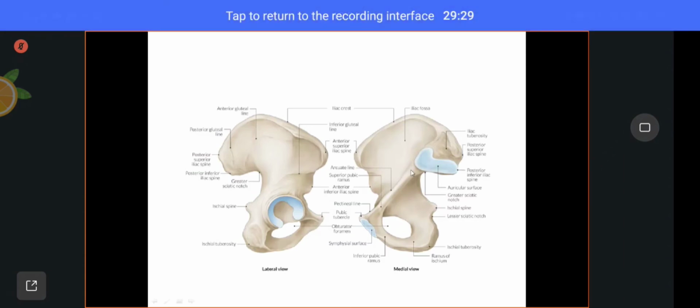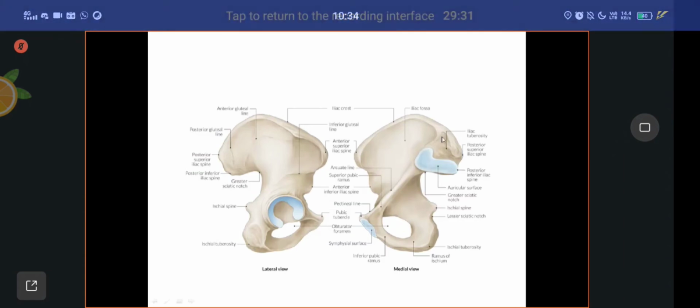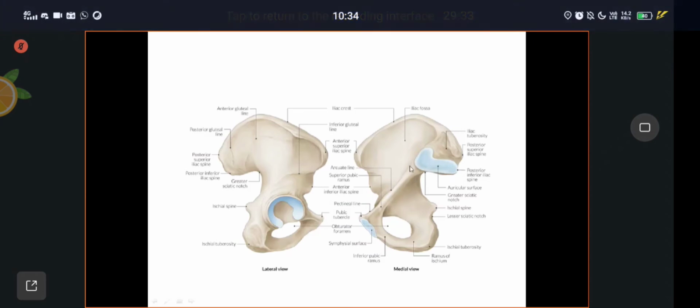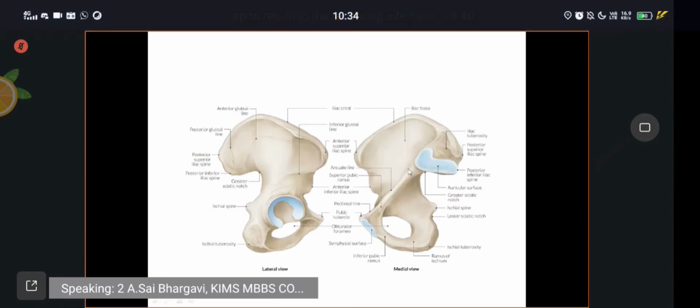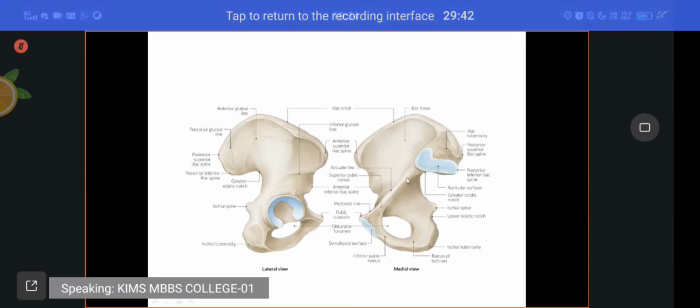So this border which I am showing with an arrow is the iliopubic border. No, sorry. Which border is this? This is the medial border. Not the iliopubic border. It is the medial border. Right?